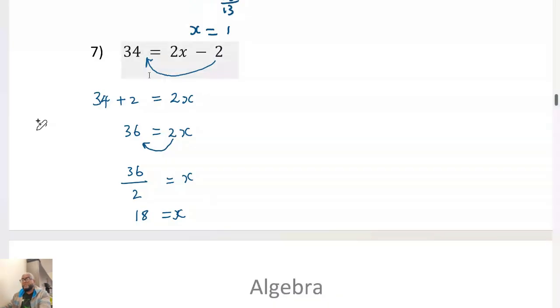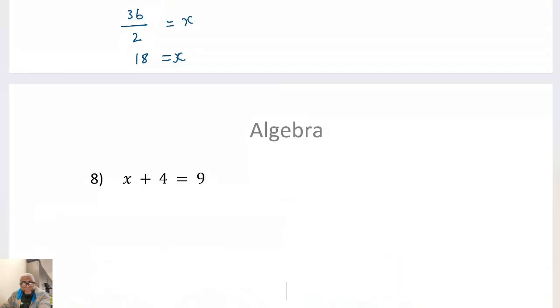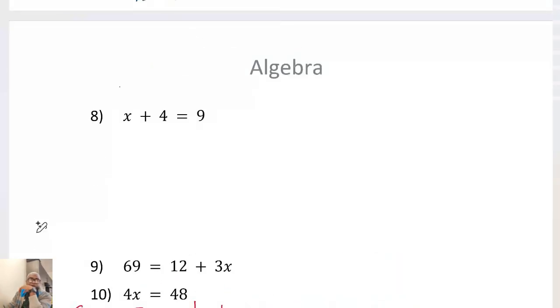Everybody good there? Everybody should have gotten that, right? Let's go. Next. Simple one here. What are we moving 4 to the side and doing with it? X will be equal to 9 minus 4. X is equal to 5. Right?